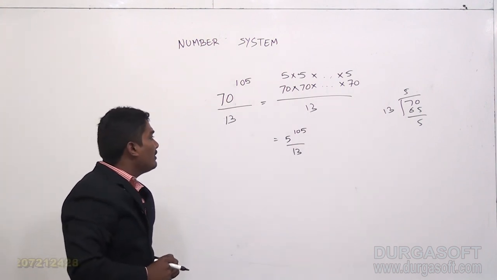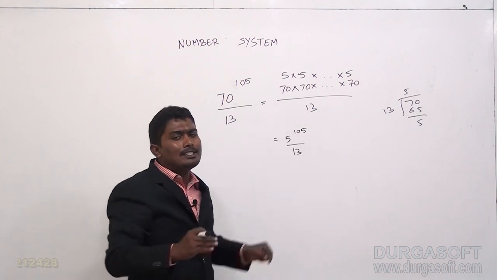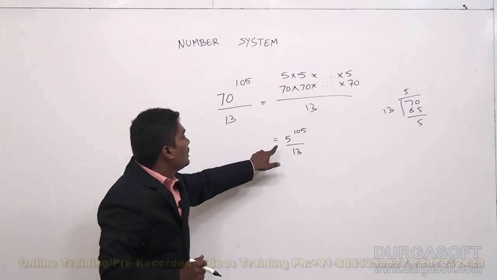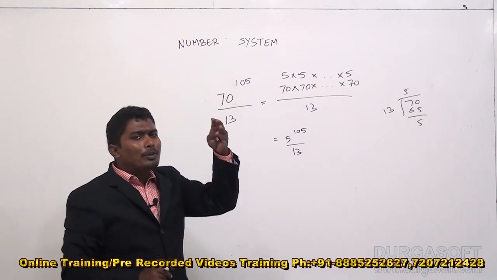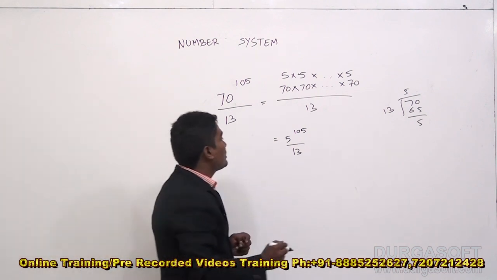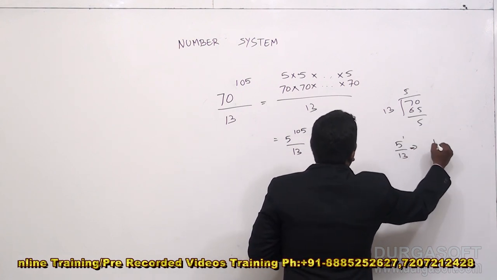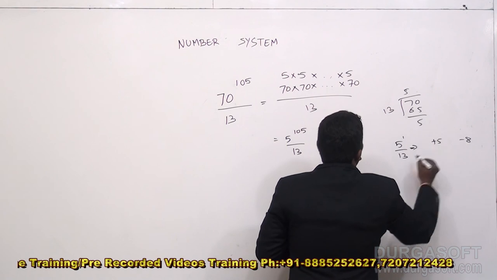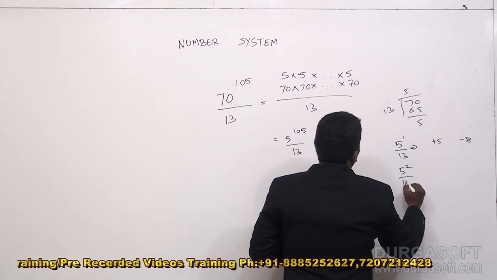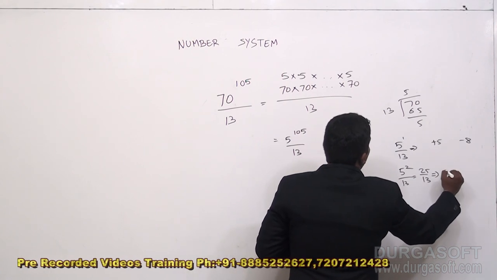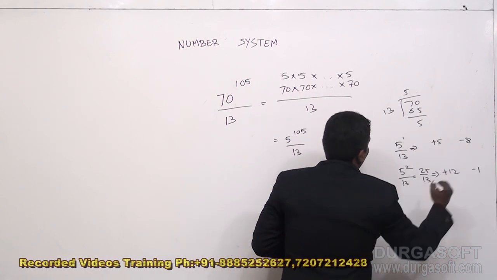5 to the power 105 divided by 13. The reason is 5 power 105 is still greater than 13, so I'll again divide by 13 to get the remainder. Now 5 power 1 by 13 gives me a remainder of plus 5 or minus 8. I'll try 5 square by 13, which is 25 by 13. I'll get a remainder of plus 12 or minus 1.